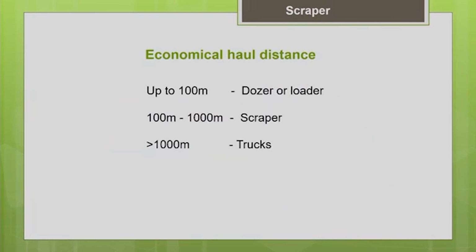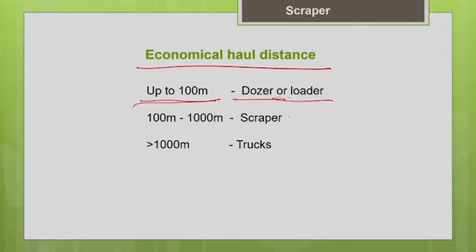When we select earth moving machines, we are very much concerned about the economic haul distance of the machine. That is a very important parameter, and based upon it we have to select the earth moving machine. The bulldozer, as we discussed earlier, has a hauling distance of up to 100 meters. Beyond 100 meters it is not economically feasible to use this machine. Similarly, a front end loader, if it is crawler mounted, can have a haul distance of up to 100 meters.